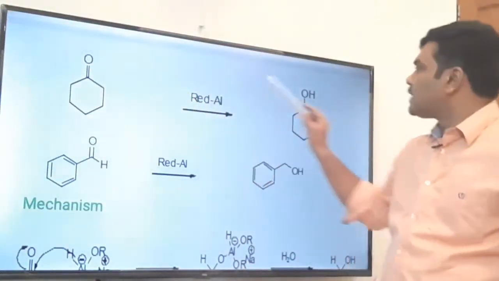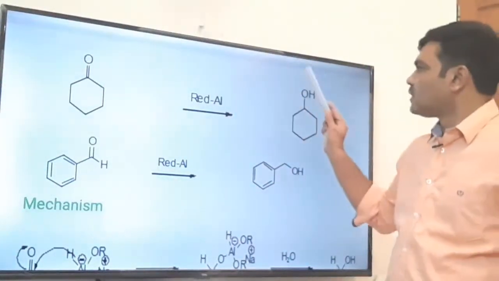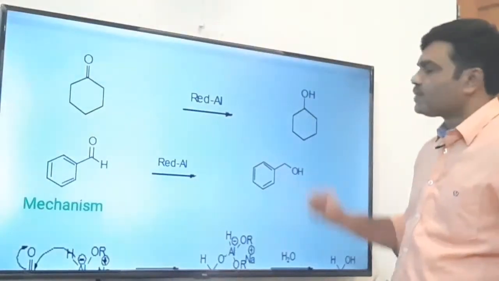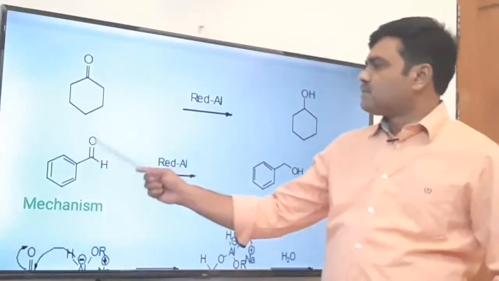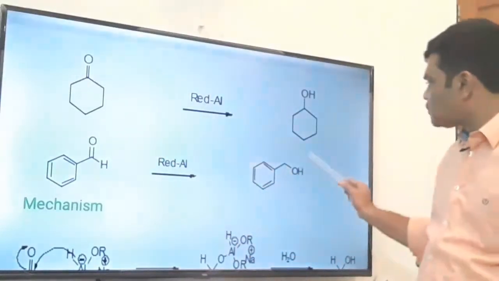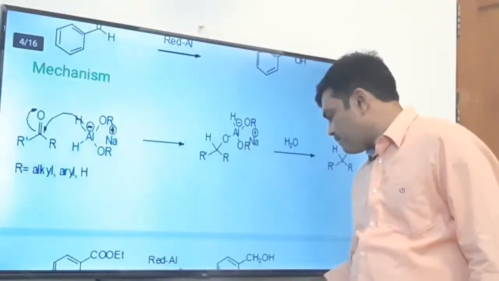Here you can see ketone is converted to secondary alcohol. C double bond O is converted to secondary alcohol. And this is benzaldehyde. Aldehyde is converted to primary alcohol. In this way, benzaldehyde is converted to benzyl alcohol.